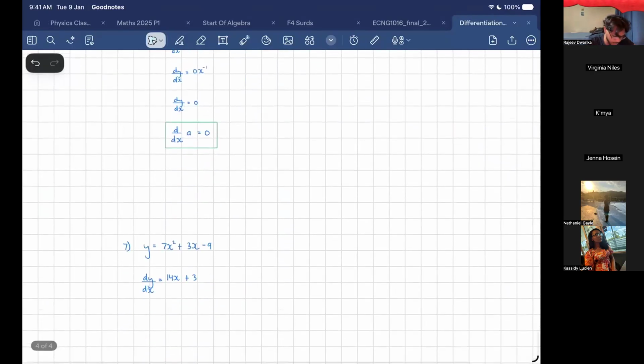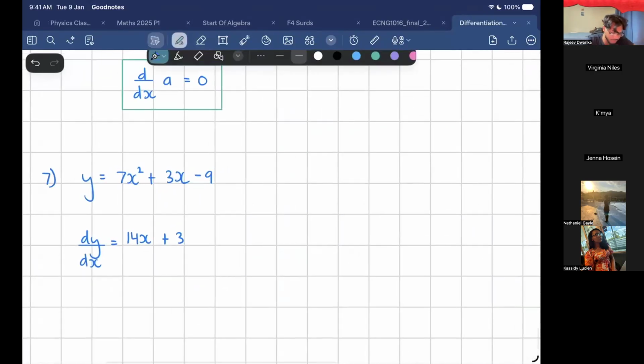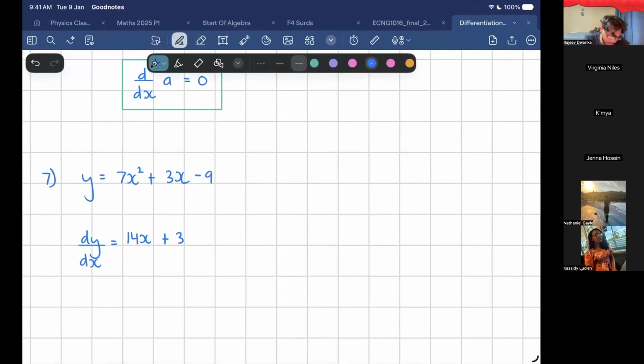Nice. Let me give you all some questions quickly, just so that I can assess where you all are at. Y is equal to minus 9x to the power 4 plus 3x to the power 2 minus 1, all over 3x to the power minus 1.